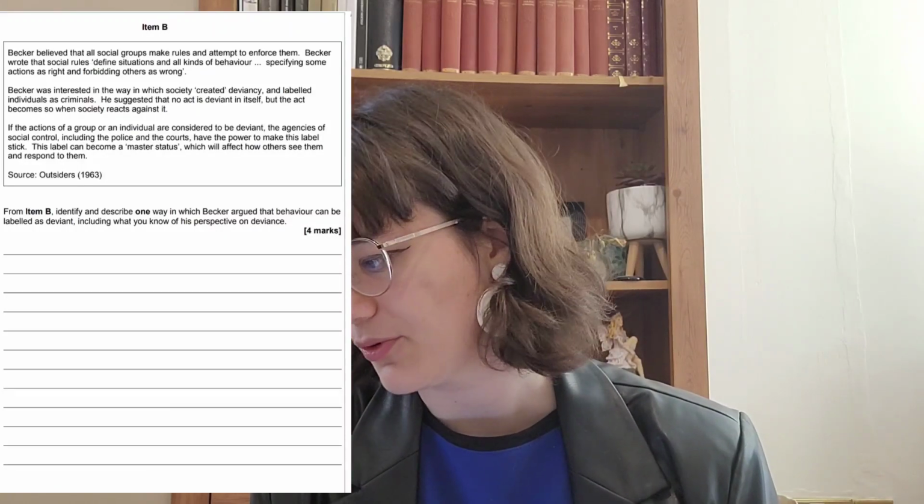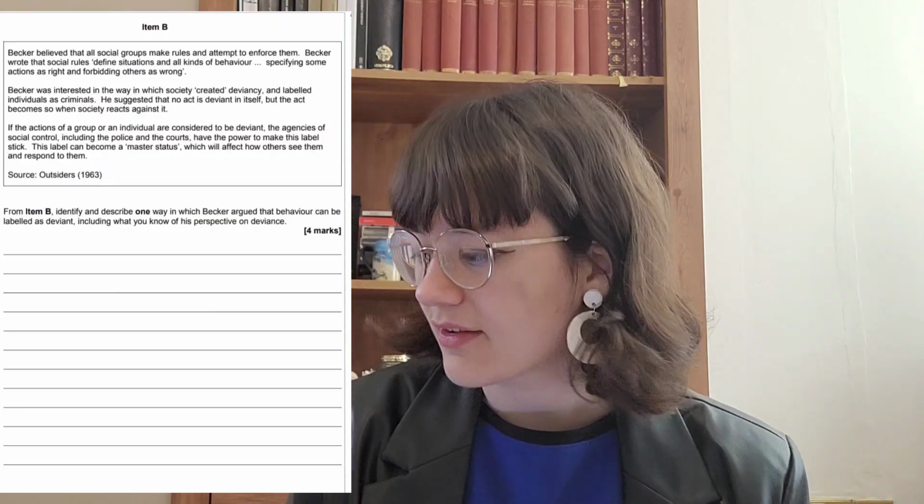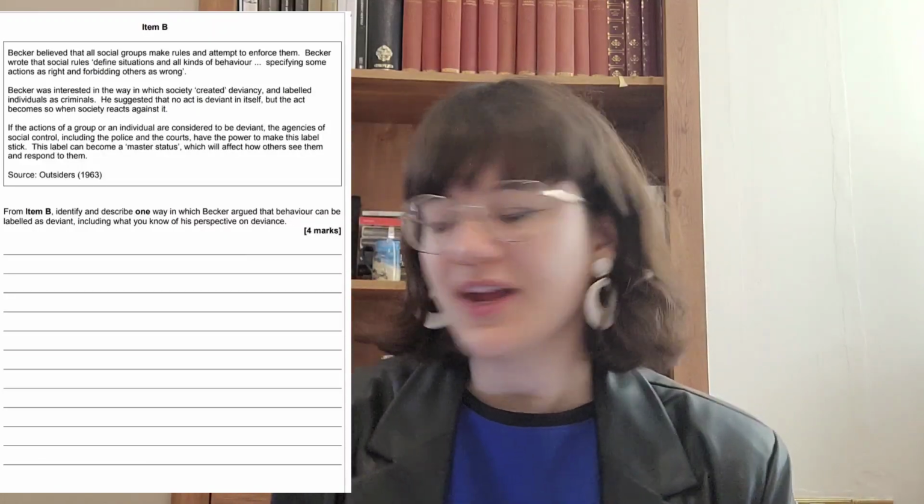So identify and describe one way would be: all social groups make rules and attempt to enforce them. So it'd be if certain groups react against it. If you were to be more precise, you might say the government has decided that jaywalking is a deviant act. As a result, they will then label it as deviant, and then it becomes so. There are some things that might be objectively right or wrong, like murder, but then you might have things that the group in charge of society has decided, oh no, we don't like this.